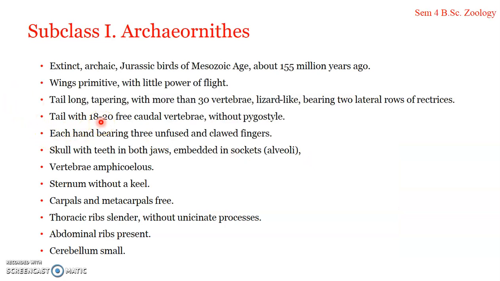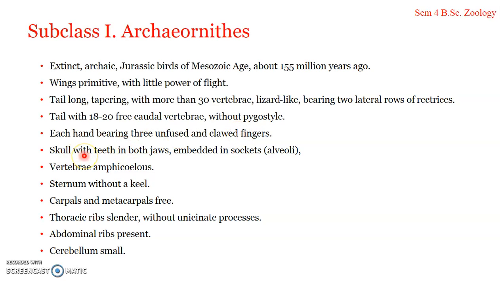The tail is provided with 18 to 20 free caudal vertebrae. Since the caudal vertebrae are free, the pygostyle is completely absent. In the previous presentation on the characteristic features of class Aves, we saw that a few of the posterior caudal vertebrae fuse together to form a structure referred to as a pygostyle. But this pygostyle is absent in Archaeopteryx. Each hand bears three unfused or independent digits, and the digits are clawed.